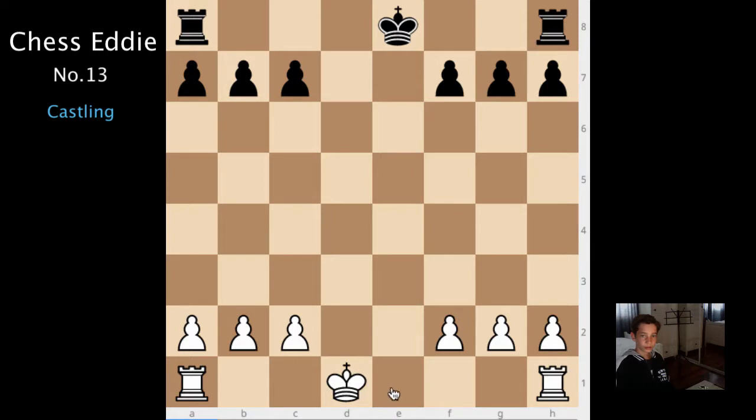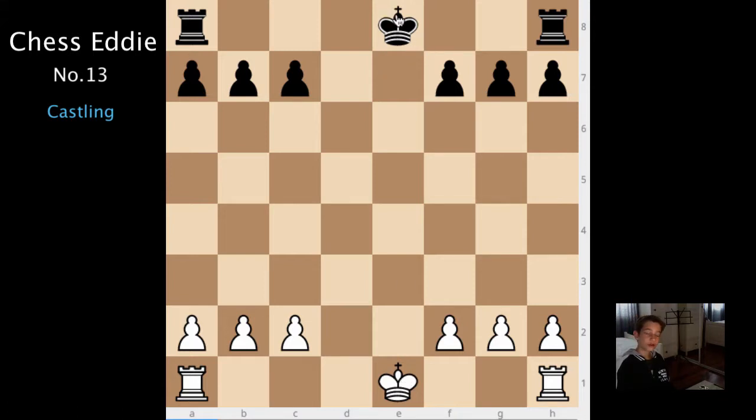So basically, the king will go to c1, and the rook will go to d1. That would be castling queenside. Castling kingside would be the king going to g1 and the rook going to f1. Castling is important because of king safety, and it also allows you to develop your pieces.